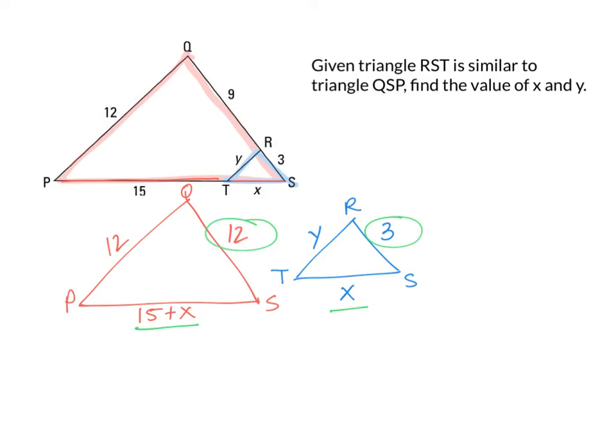So if I go from the larger triangle to the small triangle, I can compare 12 to 3, QS to RS, as PS is to TS. Once I have my proportion set up, I can use the cross product property to solve. So I will multiply the things that are diagonal from each other and set them equal to each other.